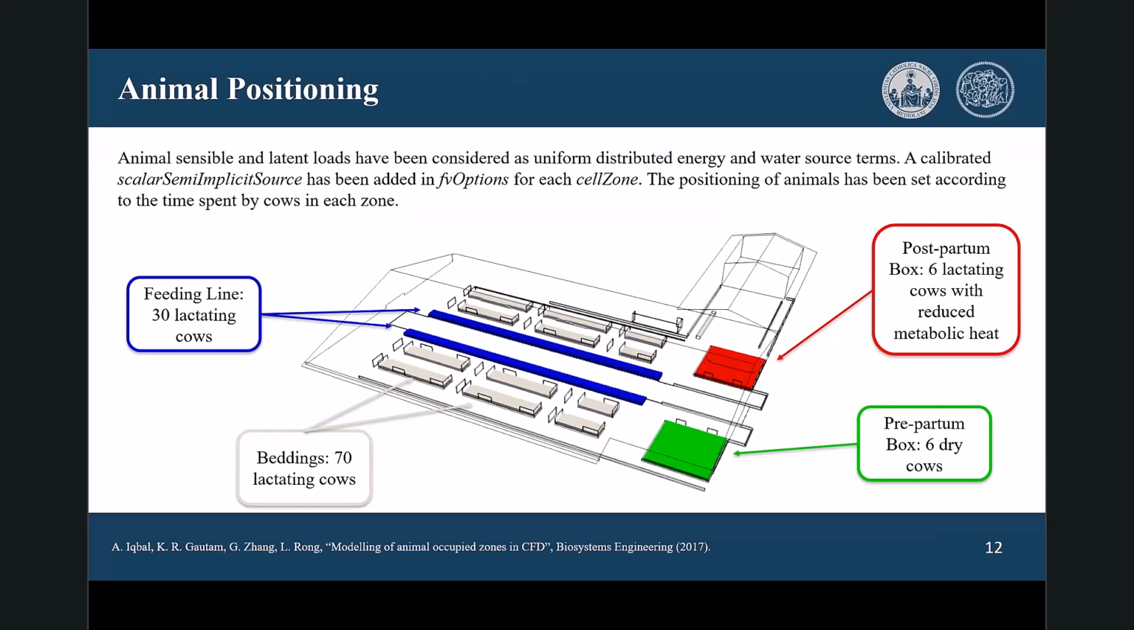We are just using, let's say, an fvOption derived from the scalar semi-implicit source of OpenFOAM. We are considering more or less 70 animals in beddings, and 30 animals in the feeding line. The number of animals has been estimated starting from considerations based on the time spent by each animal in each region of the barn.